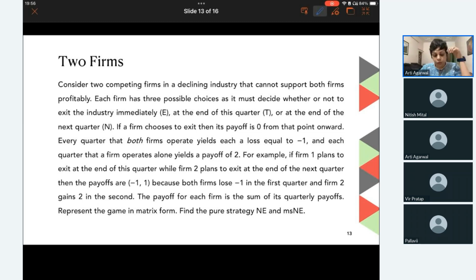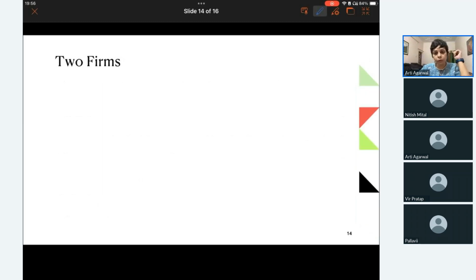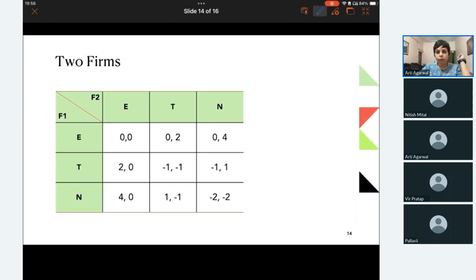Okay, so let's see what the game table looks like. This is what the game table works out to be. Let me just explain it once for those of you who might wonder where these payoffs came from. Now, if both the firms exit immediately, that is E comma E, payoff is 0 comma 0 because they're not operating, so payoff is 0.